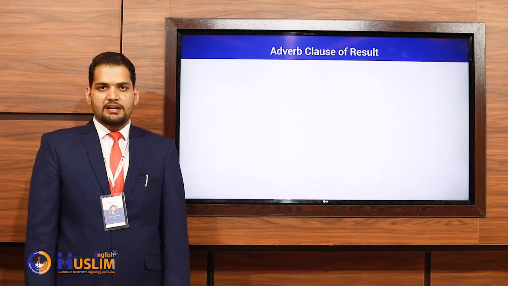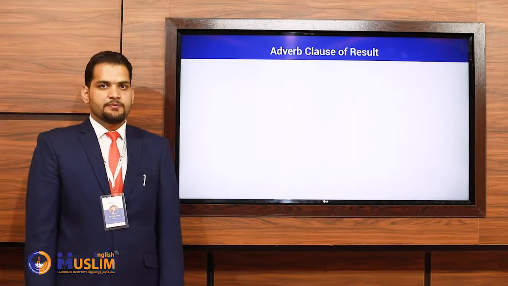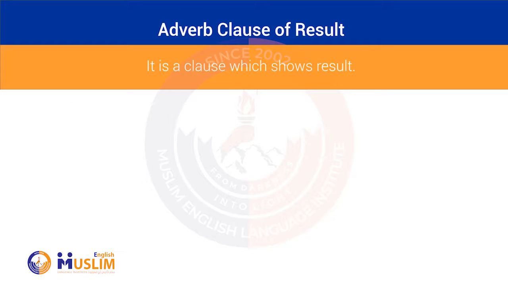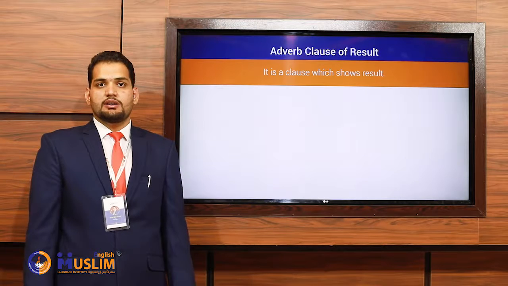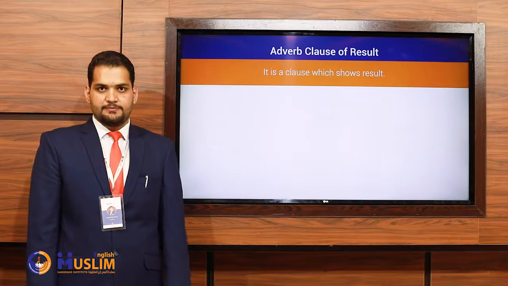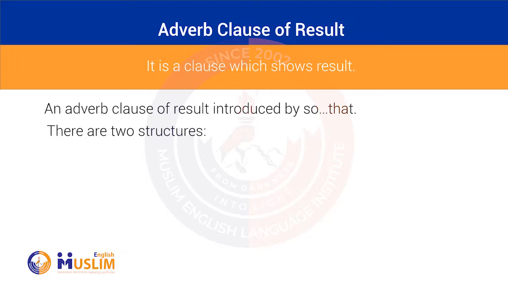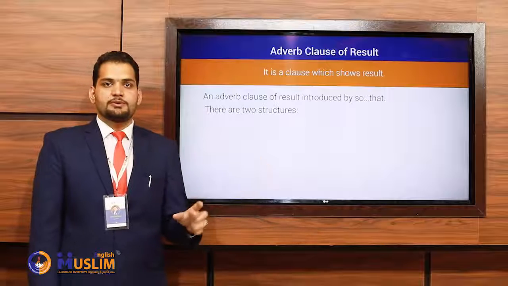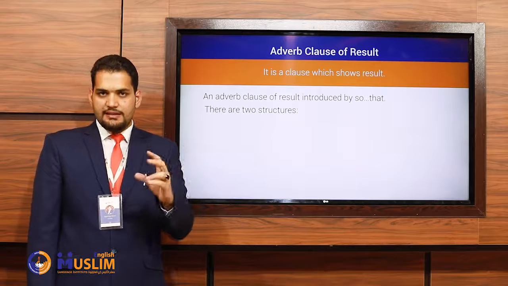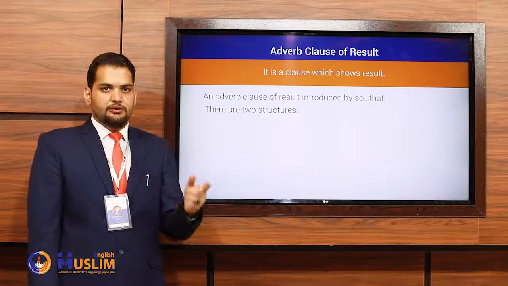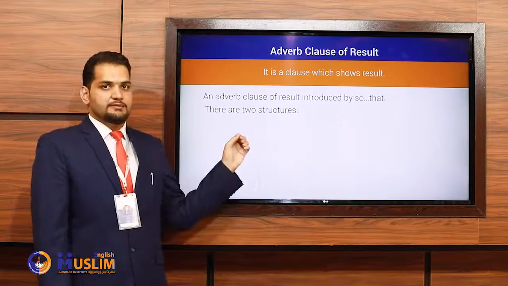Number 2. Adverb clause of result. It is a clause which shows result. In other words, an adverb clause of result talks about the result of something. An adverb clause of result is introduced by so that. As I've already told you, there are 2 markers for adverb clause of result: so that and such that. So first of all, let's talk about so that.